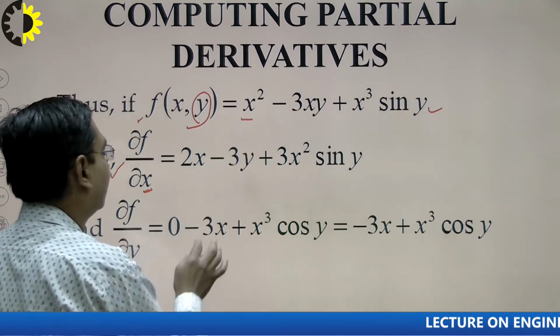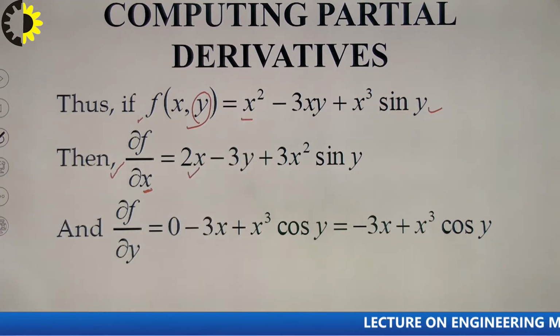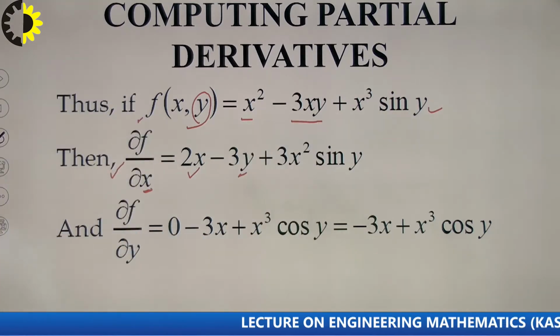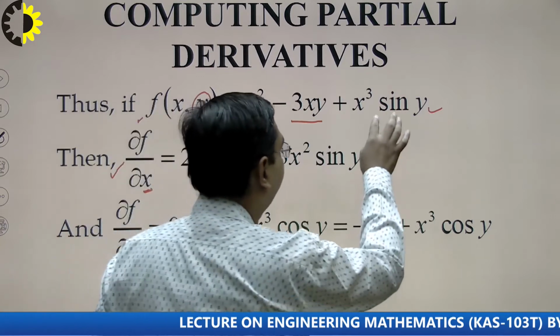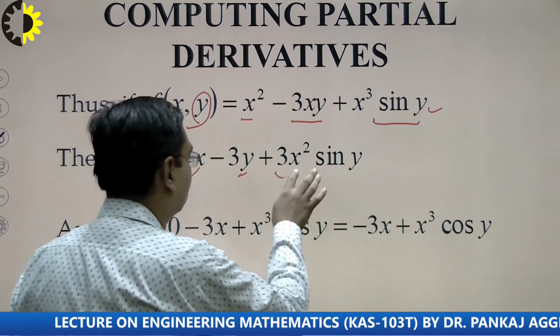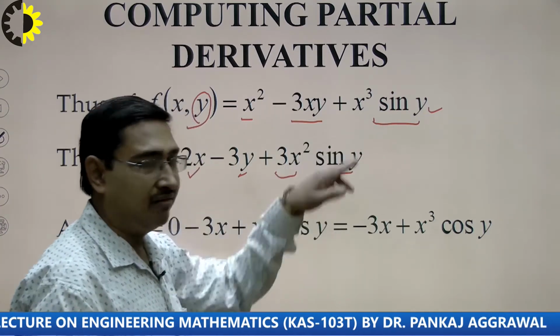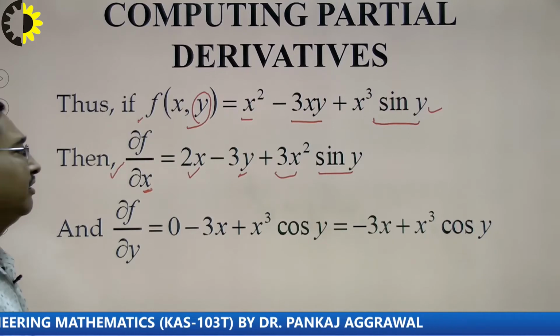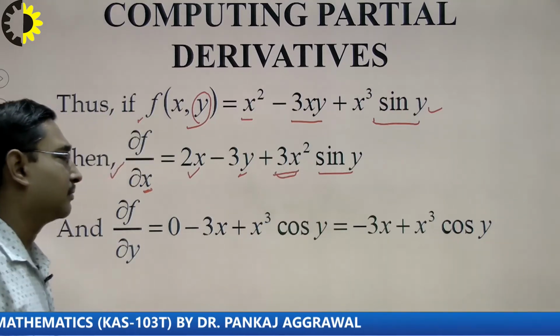Differentiation of this x square will give 2x. Differentiation of 3xy will give 3y. Differentiation of x cube sin y will give 3x square sin y, because sin y is constant. Therefore, this x cube when differentiated will provide 3x square.